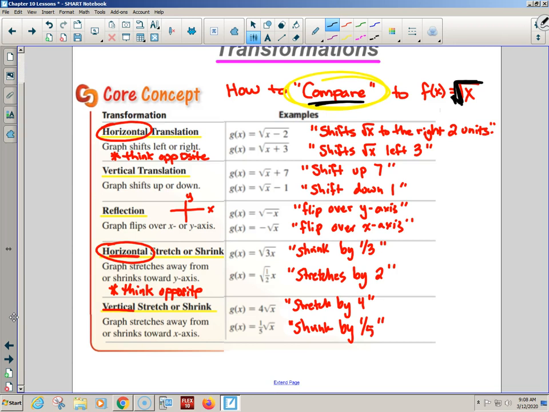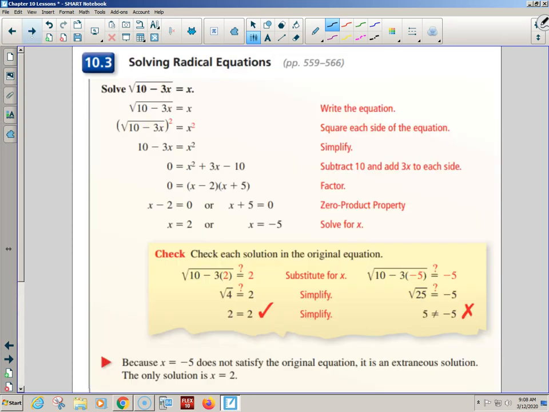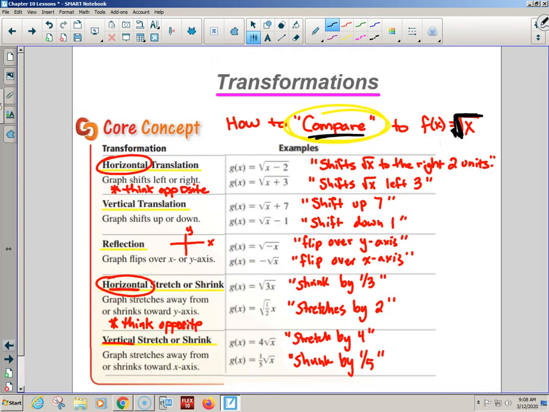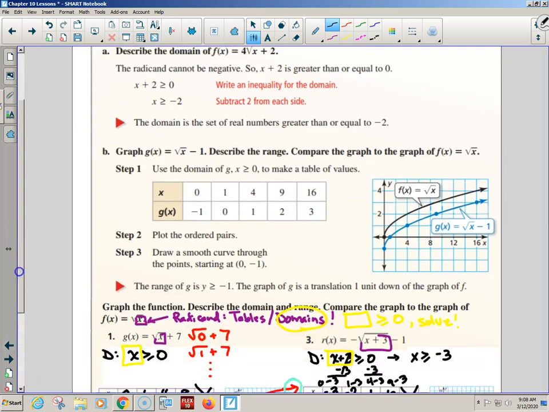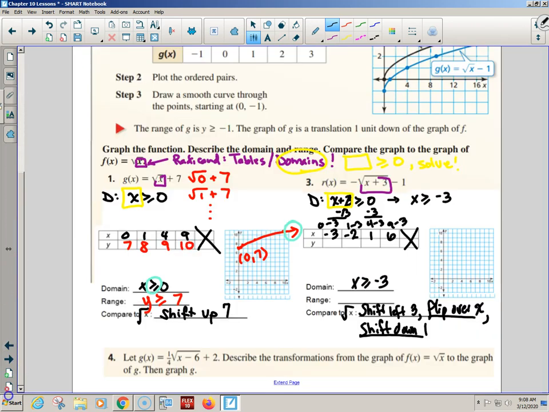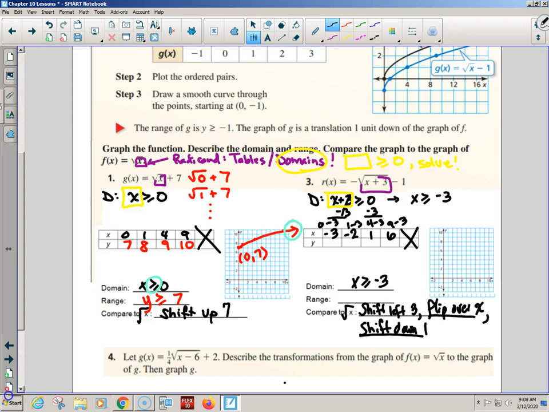Anyway, negative on the outside. Flip over x. Perfect. And then there was also a subtraction on the, oh my goodness, look right there. Down one. A subtraction on the outside. Okay, that was, oh, nope, there was one more. Wasn't there one more big old comparison one at the bottom of that page, guys? You didn't have to graph it. You didn't have to do a table. You just had to talk about it.